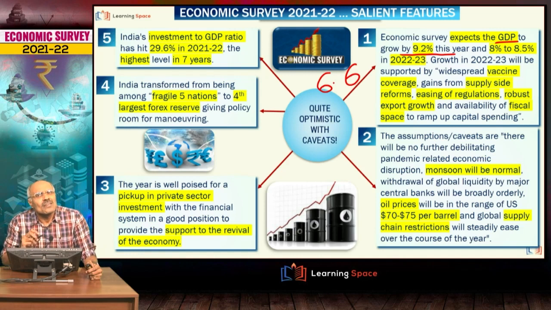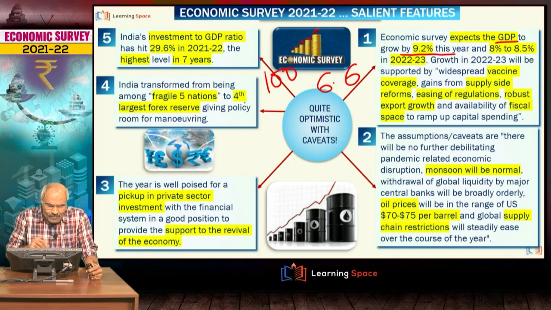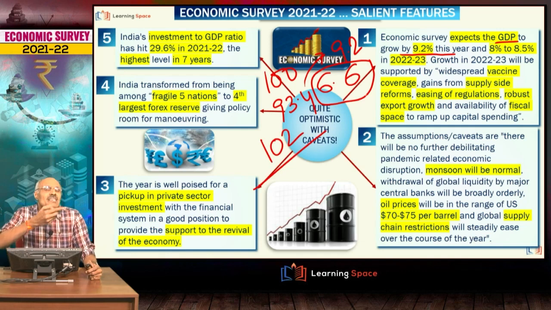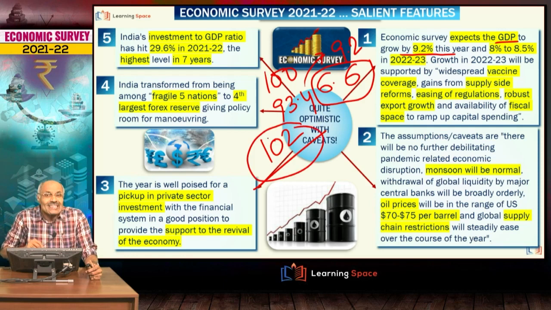So therefore, prior to COVID, if the economy was 100, it already became 93.4 because of 6.6% contraction. So over this 93.4, you have to calculate 9.2%. It becomes 102 or so. So therefore, in comparison to pre-COVID GDP, our GDP in this current financial year will become just around 2% higher.